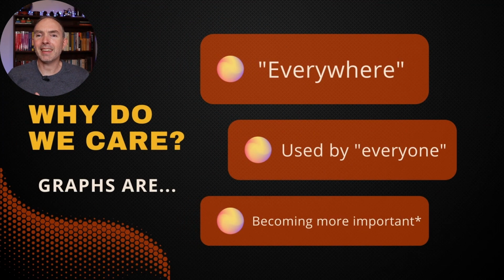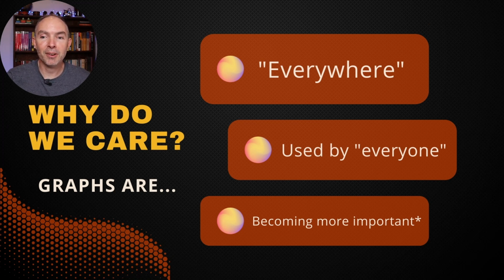Now, why do we even care? And more importantly, why should you care about any of this? My short answer is that graphs are everywhere and used by everyone. This answer is a bit hyperbolic, of course, but only slightly. Graphs really are everywhere because relationships between things are everywhere. Theoretically, graphs are among the most important and most general abstract data structures in computer science. They're applied in science, engineering, finance, commerce, military, and so on.